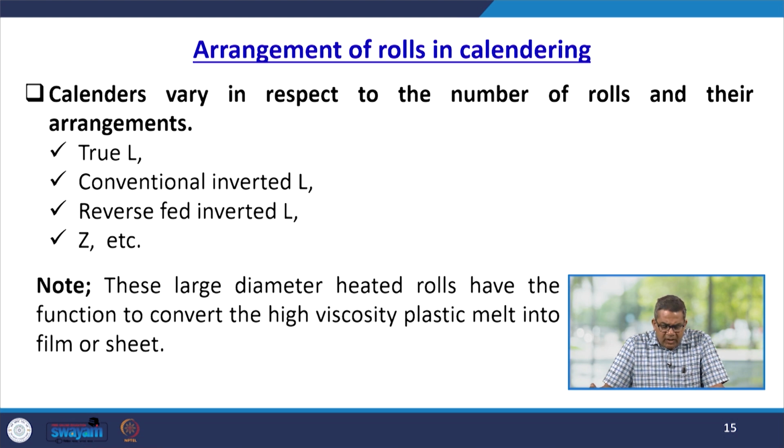Now, there are several arrangements of the rolls in the calendering operation. The calendars vary in respect to the number of rolls and their arrangements: true L, the conventional inverted L, reverse and inverted L, and Z, etc. These large diameter heated rolls have the function to convert the high viscosity plastic melt into film or sheet.